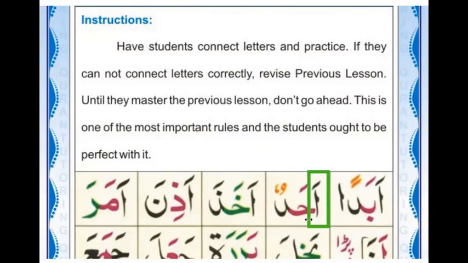Hamza fatha a or alif fatha a, ha fatha ha, aha, dal double dhamma dun, ahadun. Moving to next box. Alif fatha a, kha fatha kha, akha, dhal fatha dha, akhadha. Next box is alif fatha a, dhal kasra dhi, adhi, noon fatha na, adhina. Next is alif fatha a, mim fatha ma, ama, ra fatha ra, amara.